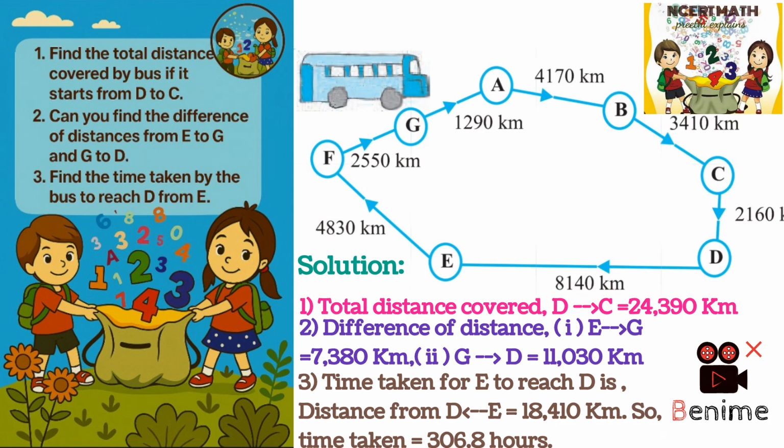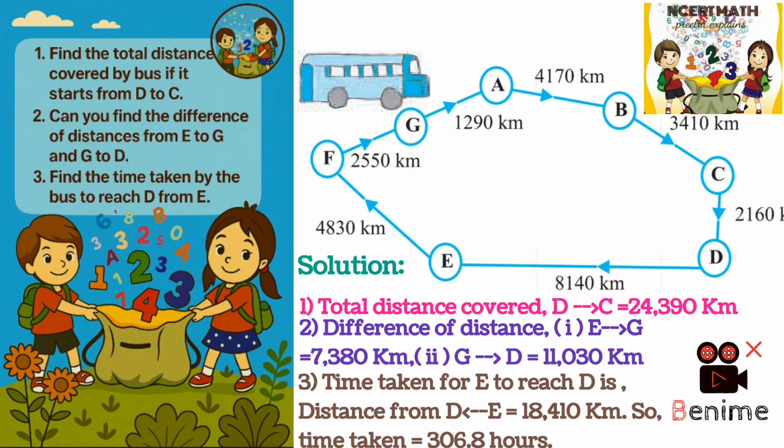Also, we have to find the distance from G to D. For this, we have to perform addition. We add the distance covered by the bus from G to A as 1290 kilometers, plus A to B 4170 kilometers, plus B to C 3410 kilometers, plus C to D 2160 kilometers. The resultant sum is 11,030 kilometers.